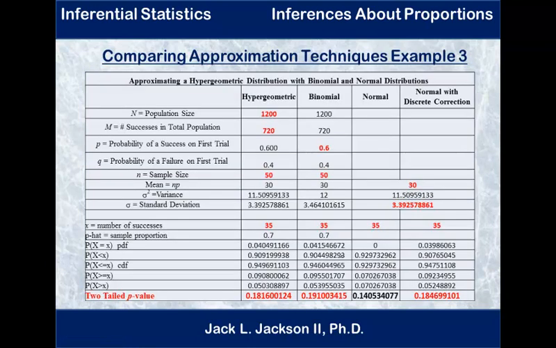Example 3 was another hypergeometric. Now this one was quite a large sample, 1200. The probability of success is closer to a half, so it's very close to being symmetric. And if you notice, this is actually a pretty good approximation here.